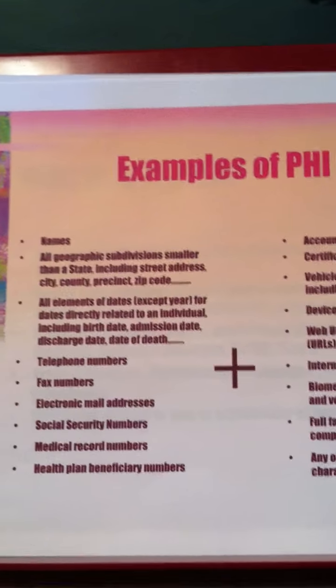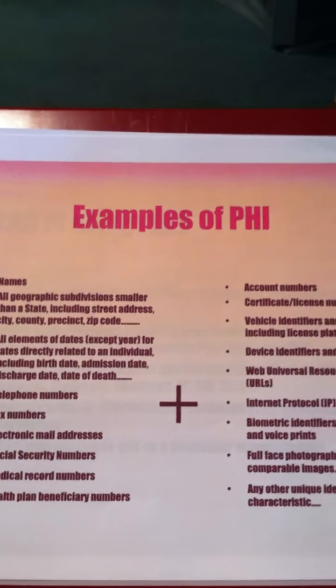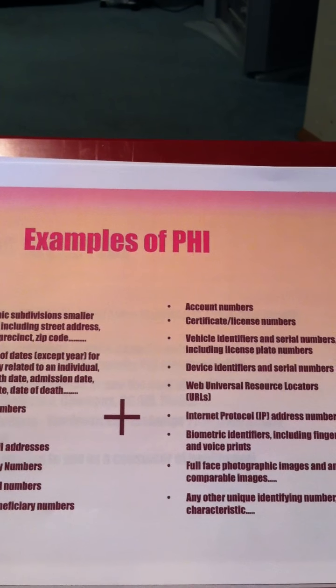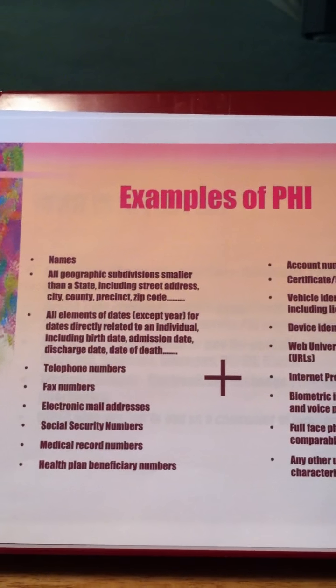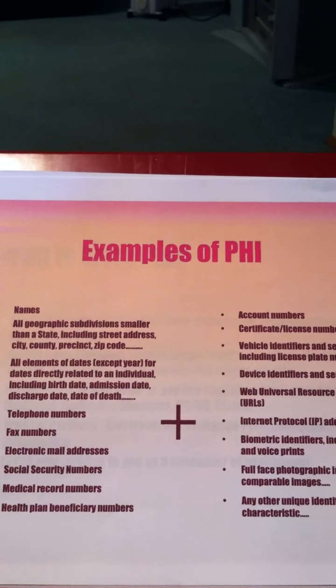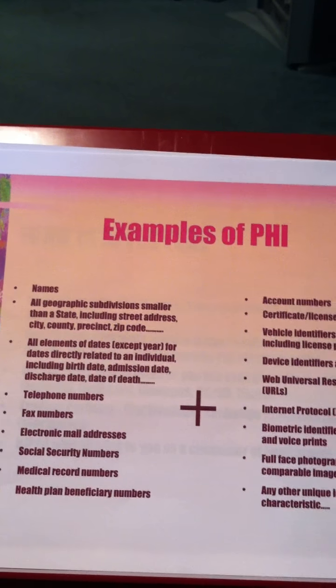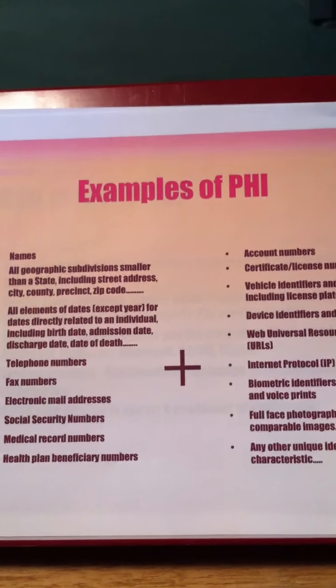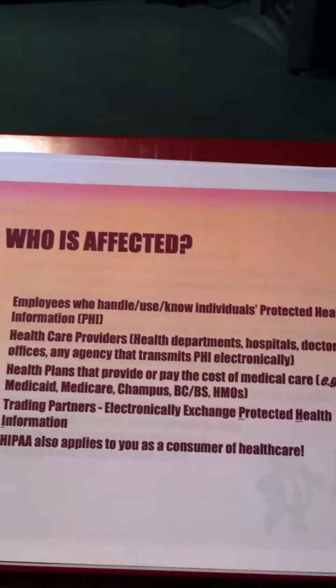The following are some examples of protected health information: the patient's name, their address, their date of birth, their admission date to the hospital, their discharge date, their date of death, telephone numbers, fax numbers, electronic email address, their social security number, their medical record number, their health plan beneficiary number. Any unique identifying number or characteristic is an example of protected health information.